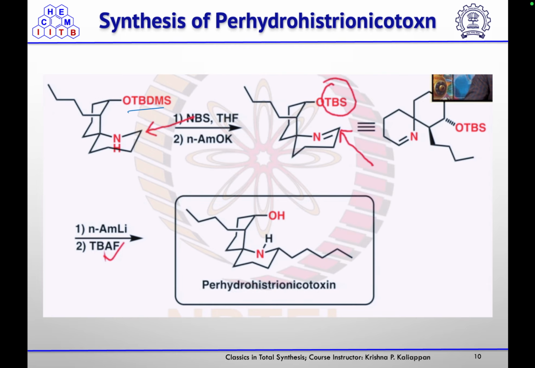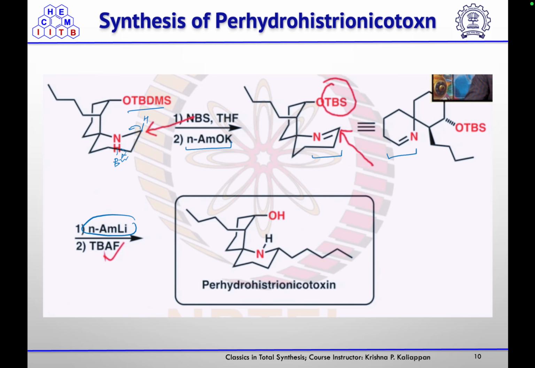So after getting that protection, then on treatment with NBS in THF as the solvent, they did N-bromination, and then base will abstract the proton from the alpha position of that N-bromo compound, and elimination takes place to give you the corresponding imine. So here when bromine comes, this bond will cleave to give you the corresponding product. After getting this imine, then equatorial attack of n-amyl lithium, that is the 5 carbon unit, will attack from the equatorial face to give you the corresponding amine.